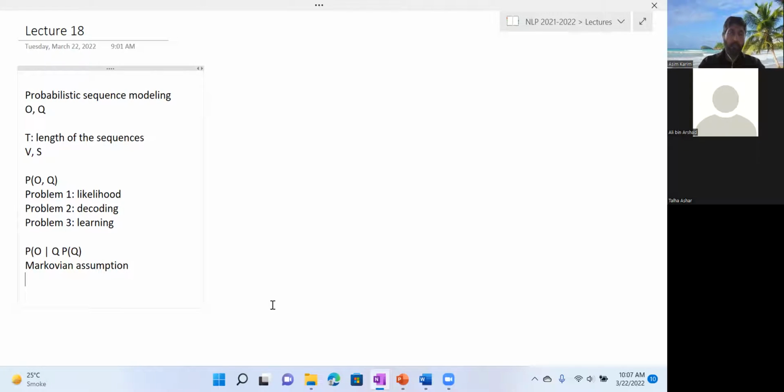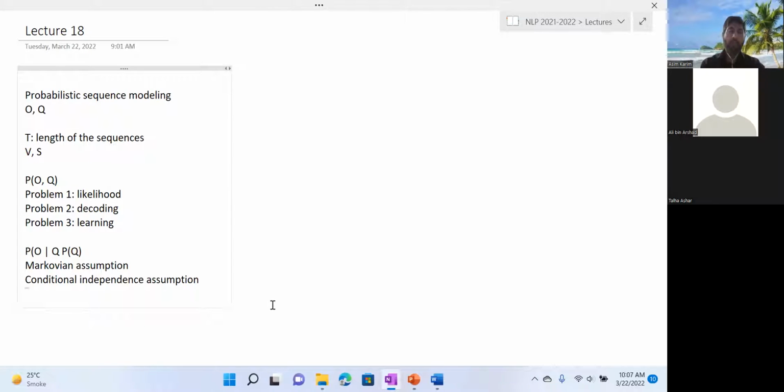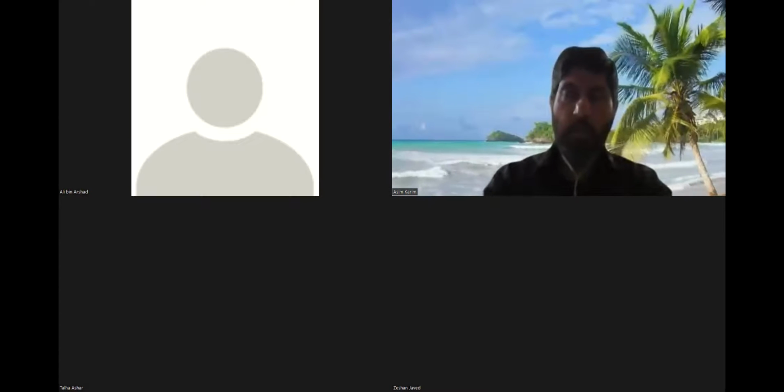The second assumption was the conditional independence assumption, and this was used to simplify the first term. We say that the event at any given position depends only on the preceding state.